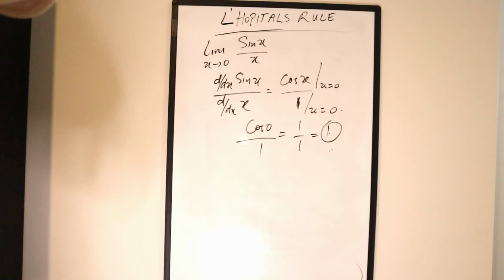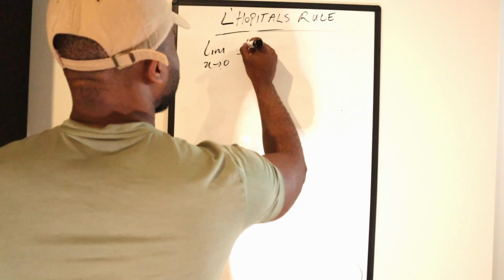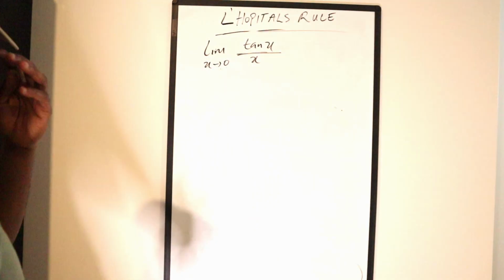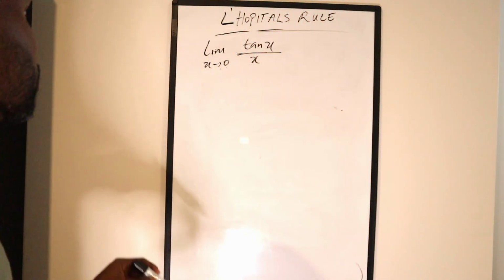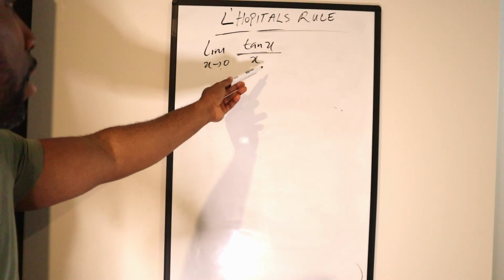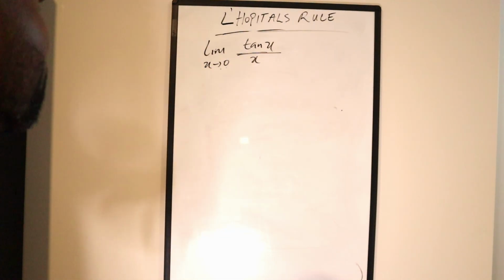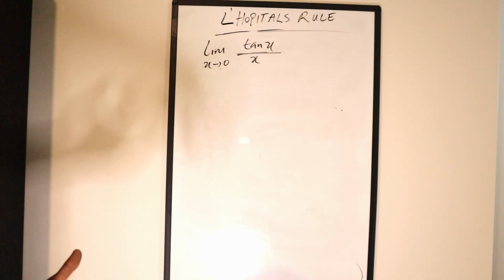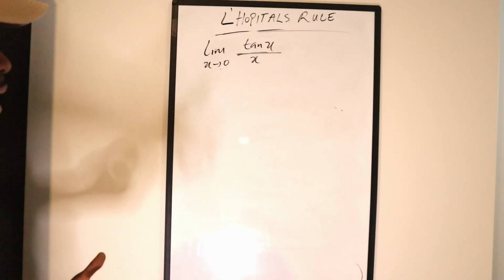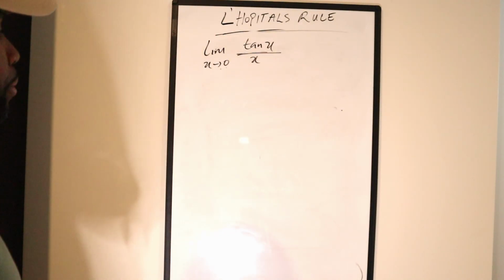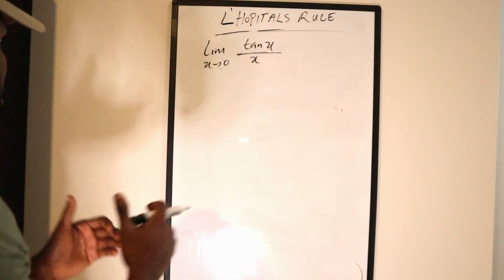And we can solve more problems regarding this. Let's say tan x over x. So we can also apply L'Hopital's rule here, because when we plug in x equals to 0 here, it's not defined. So we have to differentiate the numerator, differentiate the denominator, and plug in x equals to 0 to know what is our limit when x approaches 0.